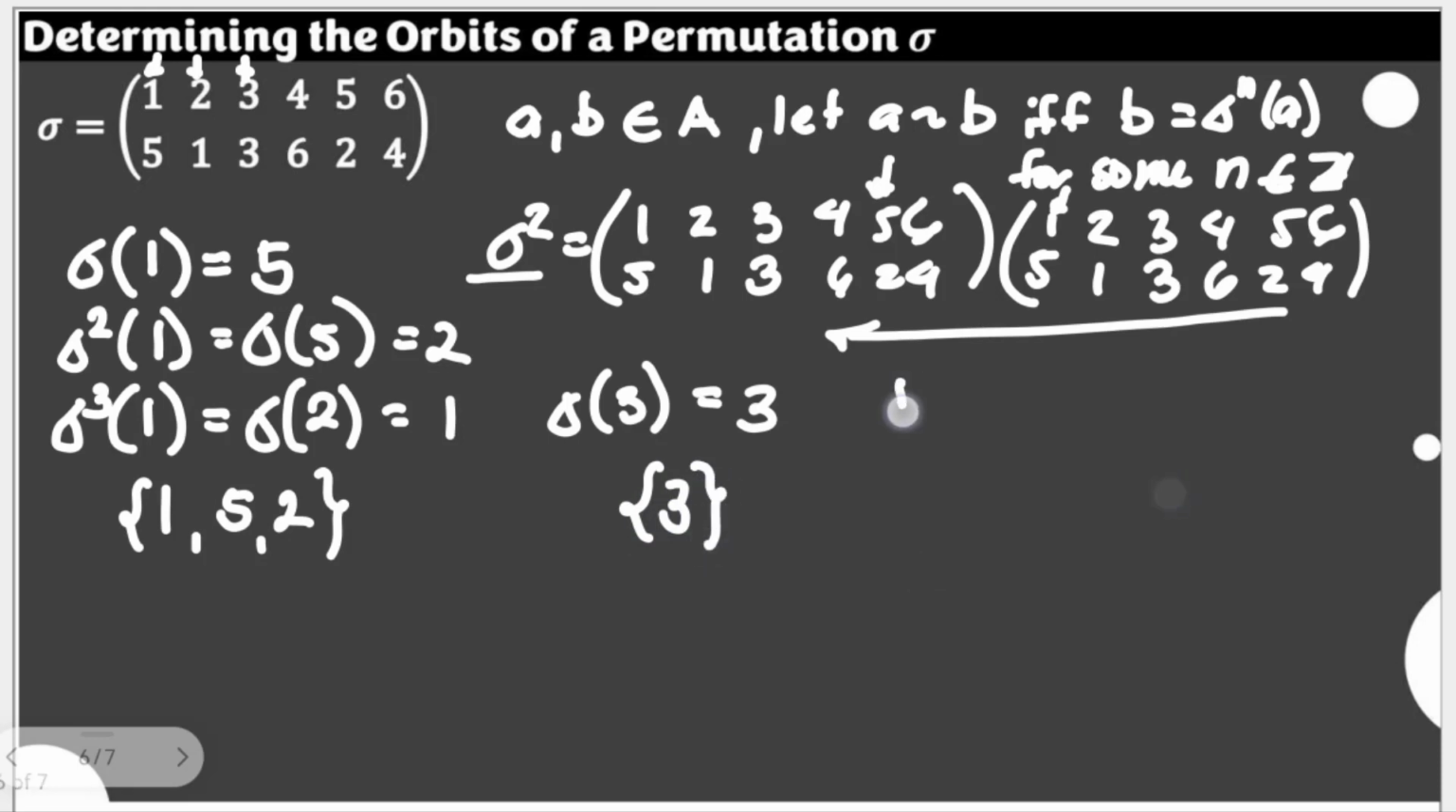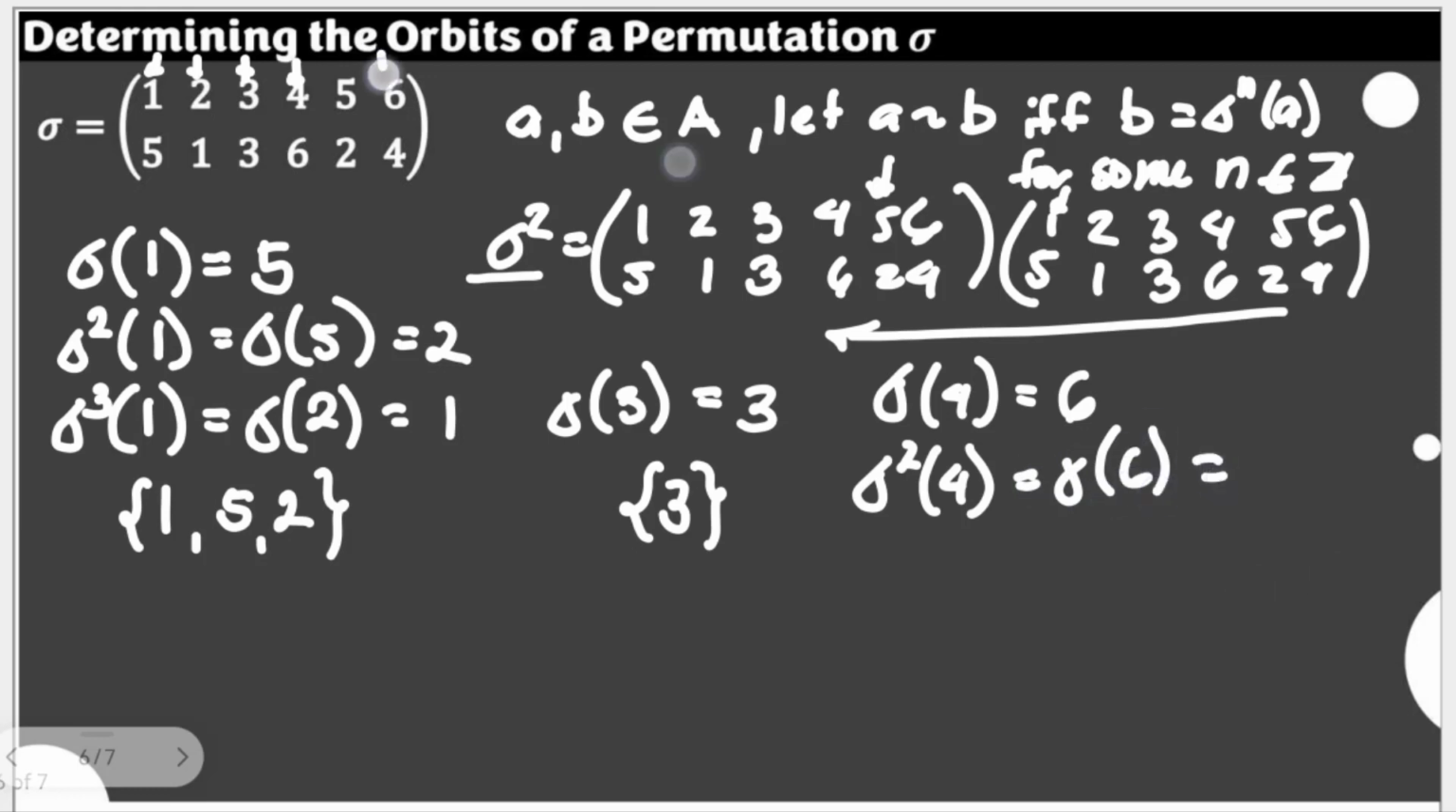Next, let's have the orbit containing 4. 4 is mapped to 6. Then the sigma square of 4 is actually a sigma of 6. So 6 is now mapped to 4. Since we return to 4, we have here 4 and 6. We have 1, 2, 3, 4, 5, and 6. You already have your 6 here and your 5 here. So we are done. These are now the 3 orbits of this given permutation.